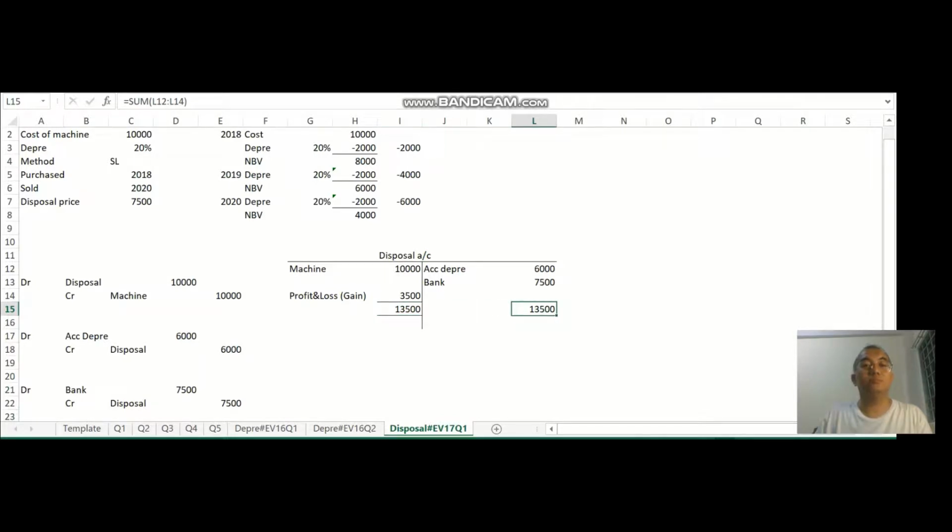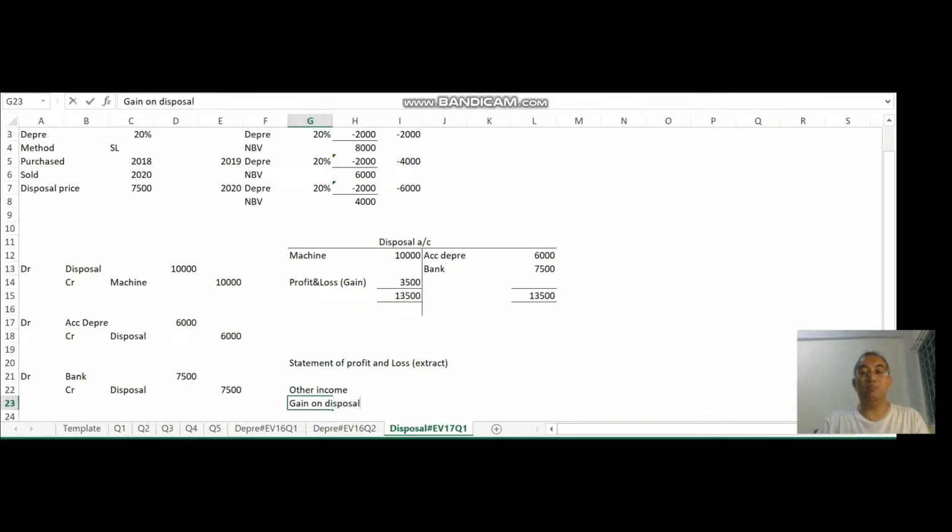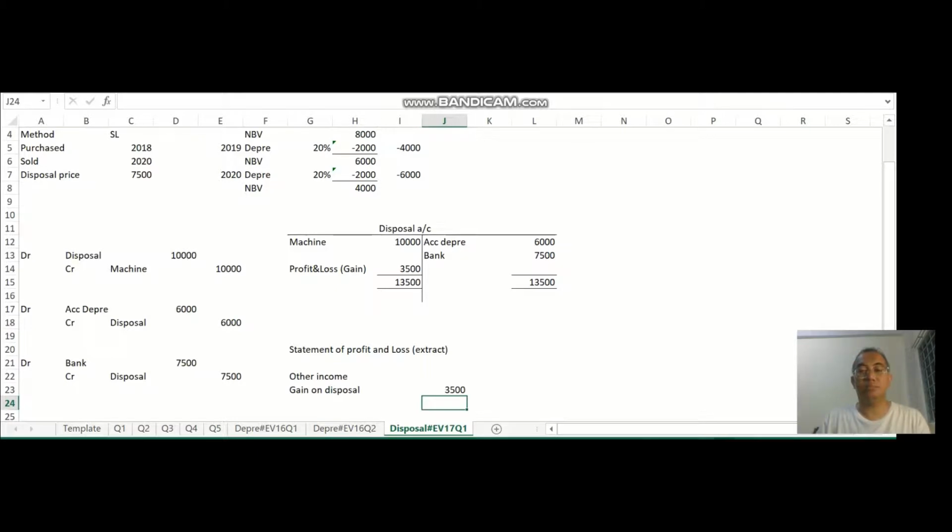Okay, let's say we do the statement of profit and loss extract. So in the statement of profit and loss extract, we put here as other income, gain on disposal, 3,500. So when you have a gain on disposal, meaning that your profit for that year in 2020 will be increased. If you have losses, it will be put over here.